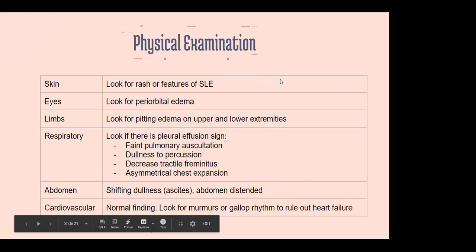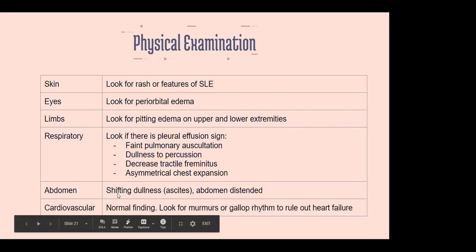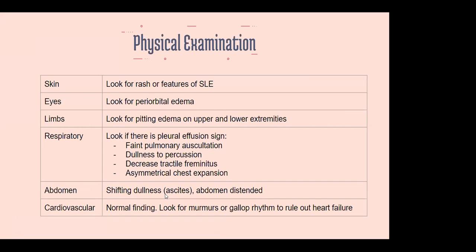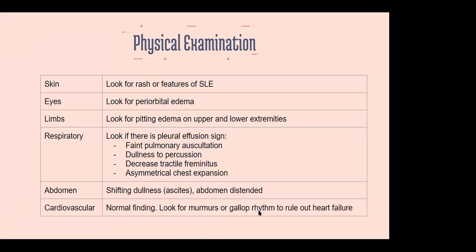For the systemic examination, first we look at the skin, for rash or features of SLE, because as I told before, nephrotic syndrome may be caused by SLE. Eyes, look for periorbital edema, and limbs, look for pitting edema on the upper and lower extremities. Respiratory, look for signs of pleural effusion, like faint breath sounds on auscultation, dullness to percussion, increased tactile fremitus, and asymmetrical chest expansion. For the abdomen, we must look for shifting dullness, as it indicates ascites. And cardiovascular, look for murmurs or gallop rhythm to rule out heart failure.